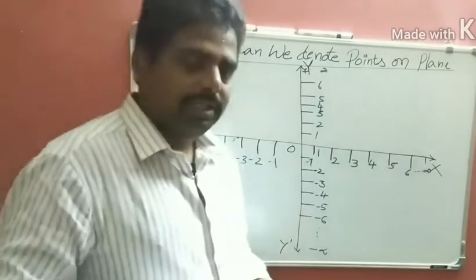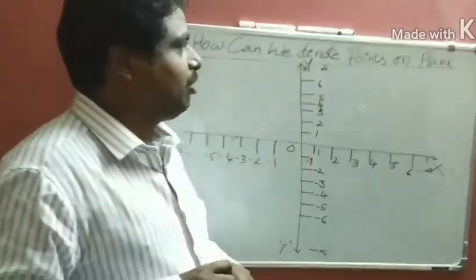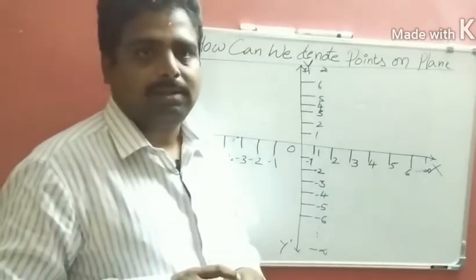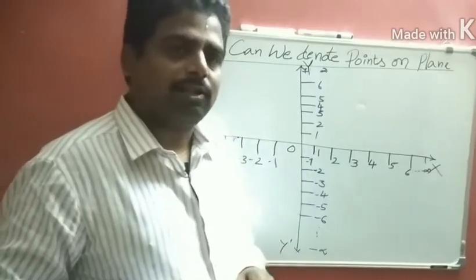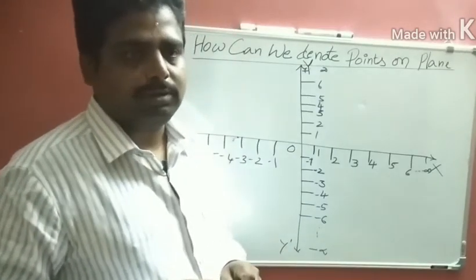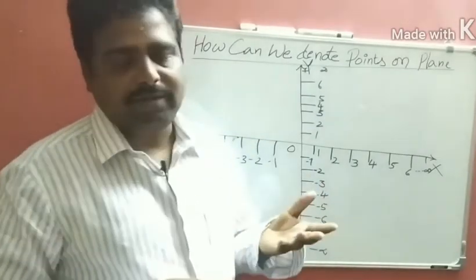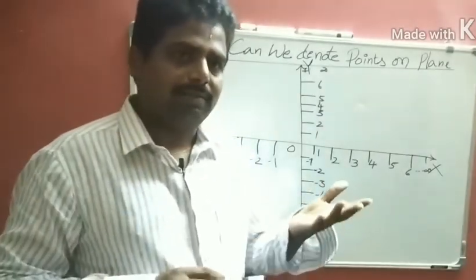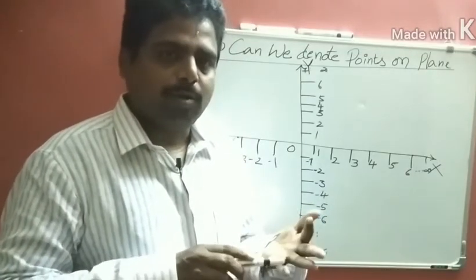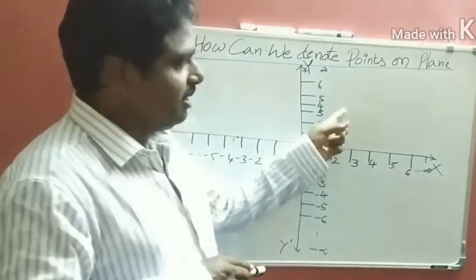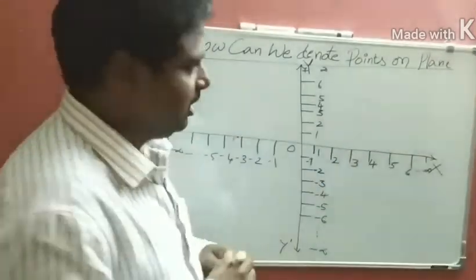Now in this class I will discuss how we can denote points on the plane. By the characteristics themselves we can find whether the point lies in Q1, Q2, Q3 or Q4. Now how can we denote where the point actually is? For example, if the x coordinate is positive and the y coordinate is positive, the point should lie in Q1. In Q1, where does the point lie? Now I am discussing that.